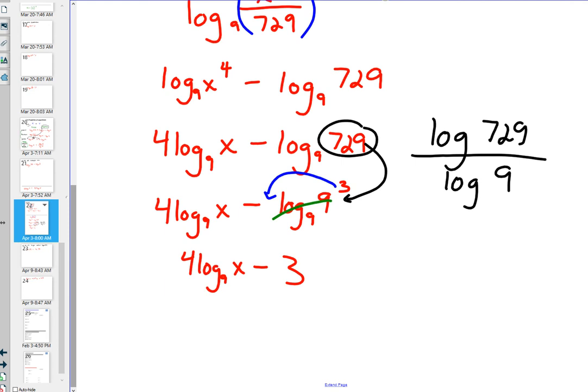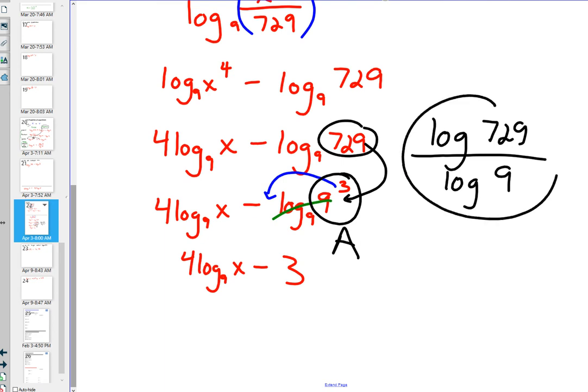You have two options. Behind door 1, you can do this and change 729. This is option A, and that's going to help you evaluate that. Or option B is to do this. Regardless of which option you choose, they will both end up giving you 3. Those are two ways to evaluate a log. One is change of base, one is common base. Common base doesn't always work. Common base only works if you're getting a rational number.